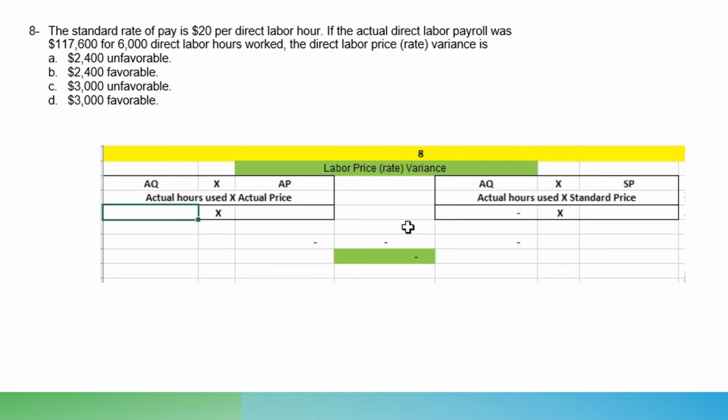Alright, for question 8, we're told that the standard rate of pay is $20 per hour. We'll populate that right into our formula, $20 per hour. And the actual direct labor payroll was $117,600 for 6,000 hours. So we had 6,000 hours, which fits both sides of the formula. And we had a total of $117,600 over the 6,000 hours consumed for an average hourly actual price of $19.60. In this situation, again, our budget exceeds our actual, so therefore we had a $2,400 favorable variance for the labor price rate.